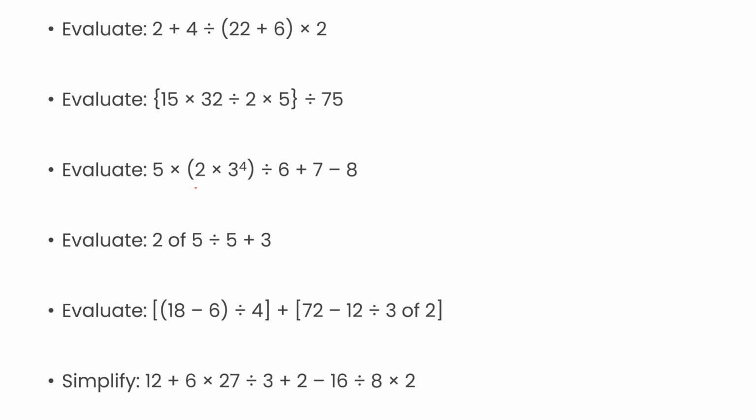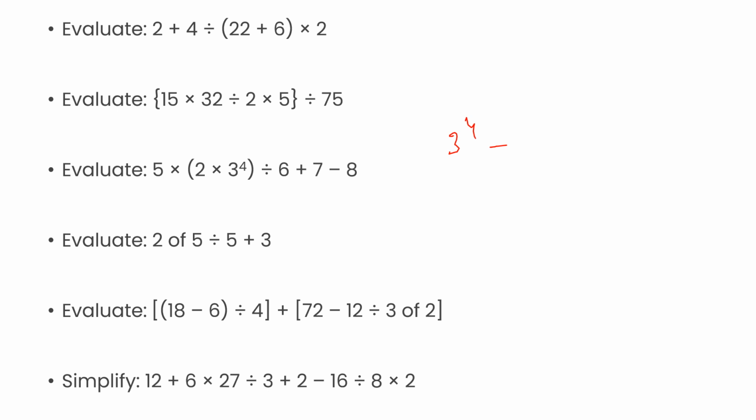Here, this is a bracket. Inside the bracket, you have the order of, meaning 3 power 4. So first solve within the bracket. First of all, 3 power 4. Within the bracket also, I'm not doing multiplication, because before multiplication we need to find the order of. So the 3 power 4 value.